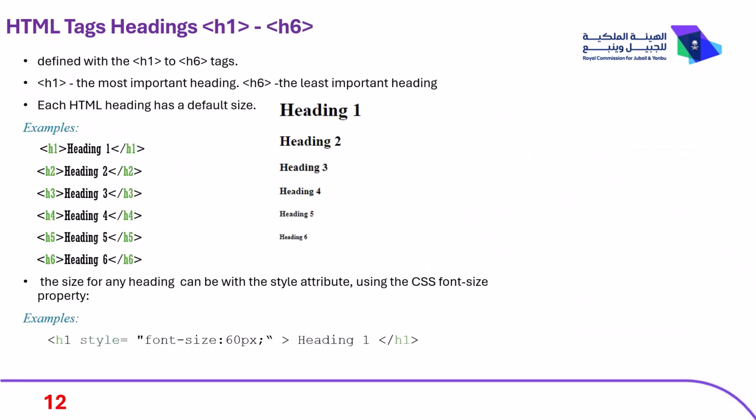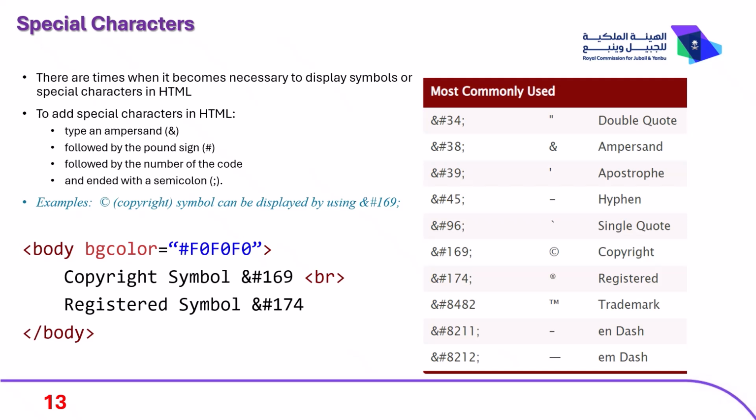Headings range from H1 for the most important titles to H6 for the least. You can even customize their size using the CSS font size property. For standard text, we use the P tag for paragraphs, and browsers automatically add a bit of space around them to make them readable.